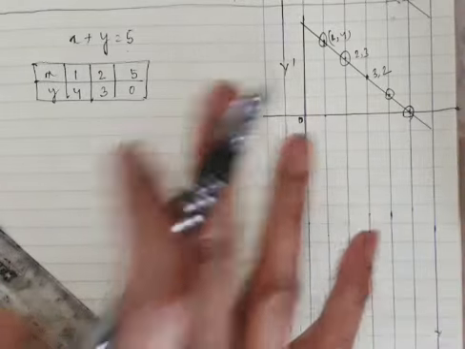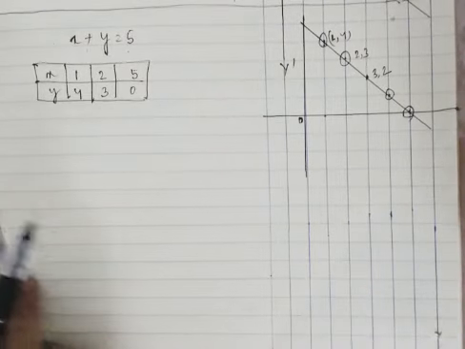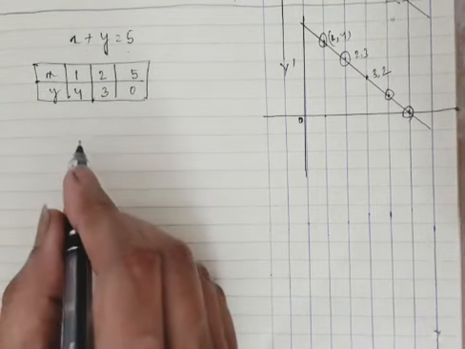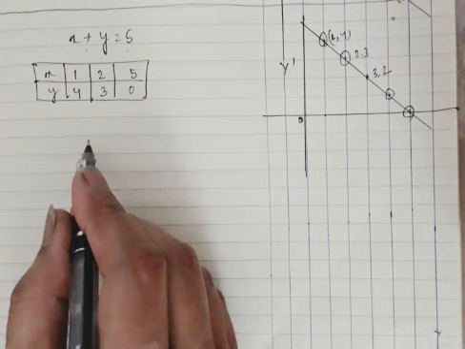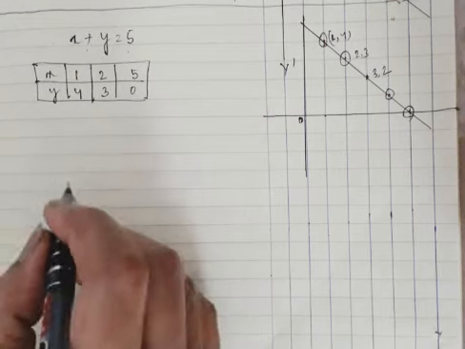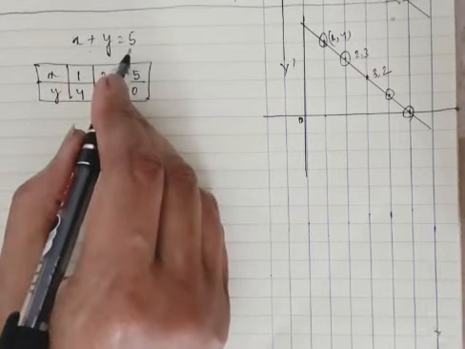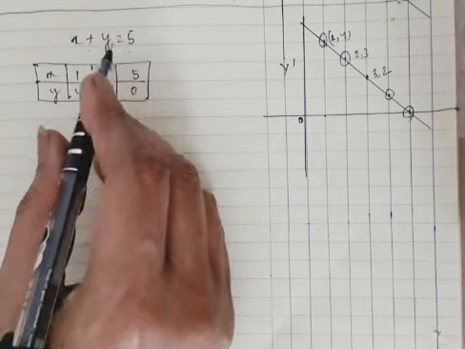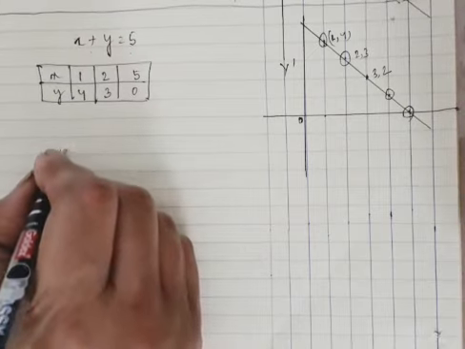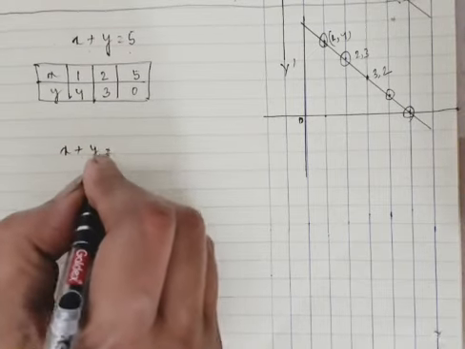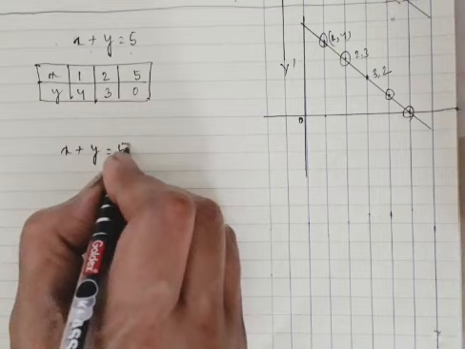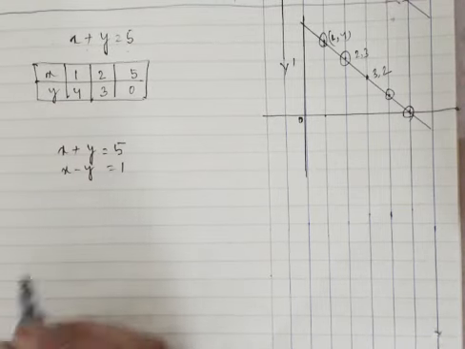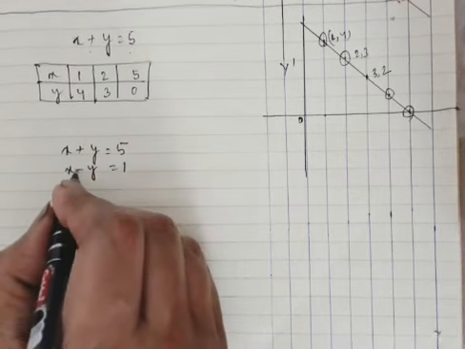This much you have already learnt in standard 9. But today let us discuss a pair of linear equations. For example, here only one equation is there, and I am saying pair of linear equations. Suppose I am writing x plus y equal to 5 and x minus y equal to 1. Here we have a pair of linear equations.